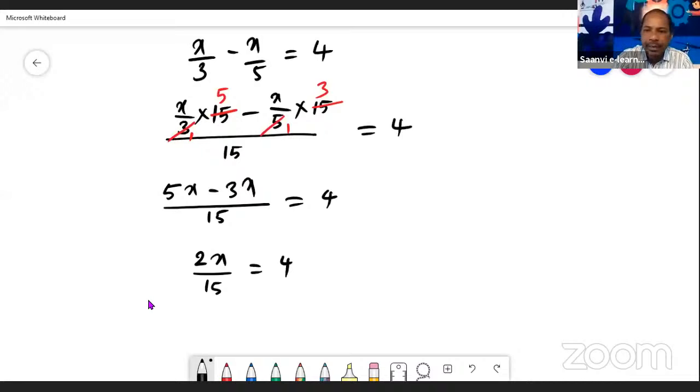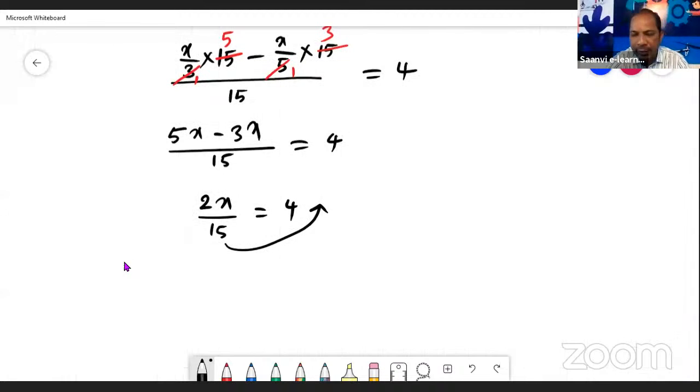Now we have to find the x value. So one by one, we send the numbers to the right side. First of all, this 15 we send to this side. So we all know that here 15 is dividing. So when we send that to the other side, it will multiply. So on this side, the number 4 is there, the number 4 as it is. And when this 15 is sent to this side, since it is dividing here, it will multiply. So 4 into 15, 2x is equal to 60.